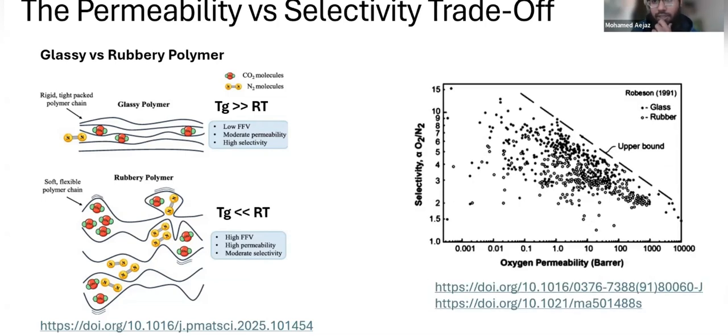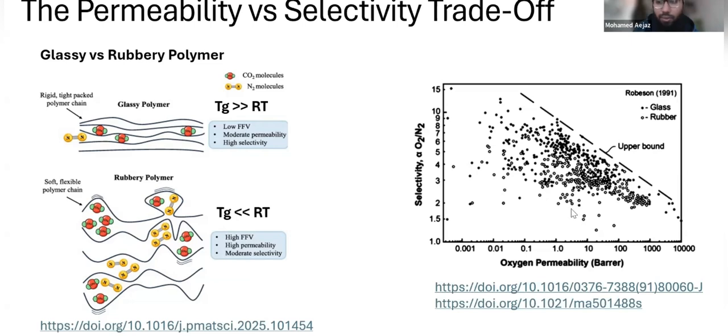And this is the Robeson plot. It's called the Robeson plot because there's a scientist, L.M. Robeson, in 1991. He collected the gas separation data for numerous polymers, and this is from 1991. He found that the glassy polymers, these are the dark black circles, have high selectivity, but are low on the permeability side. And rubbery polymers are the other way around. They have more and more permeability, but their selectivity is really, really low.